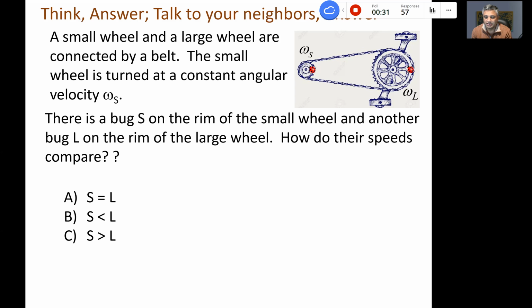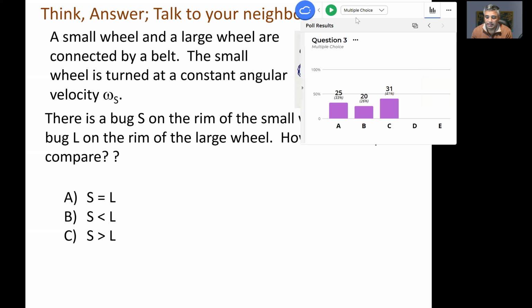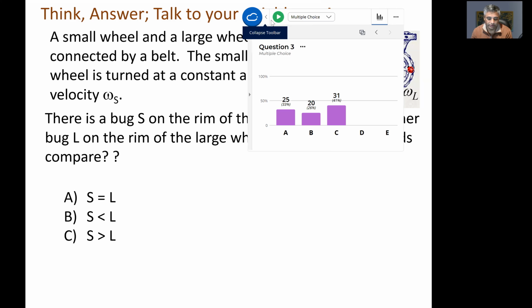Thirty more seconds. Five more seconds. 5, 4, 3, 2, 1, and it stops. Okay, well, let's see what happened. This one was tough.